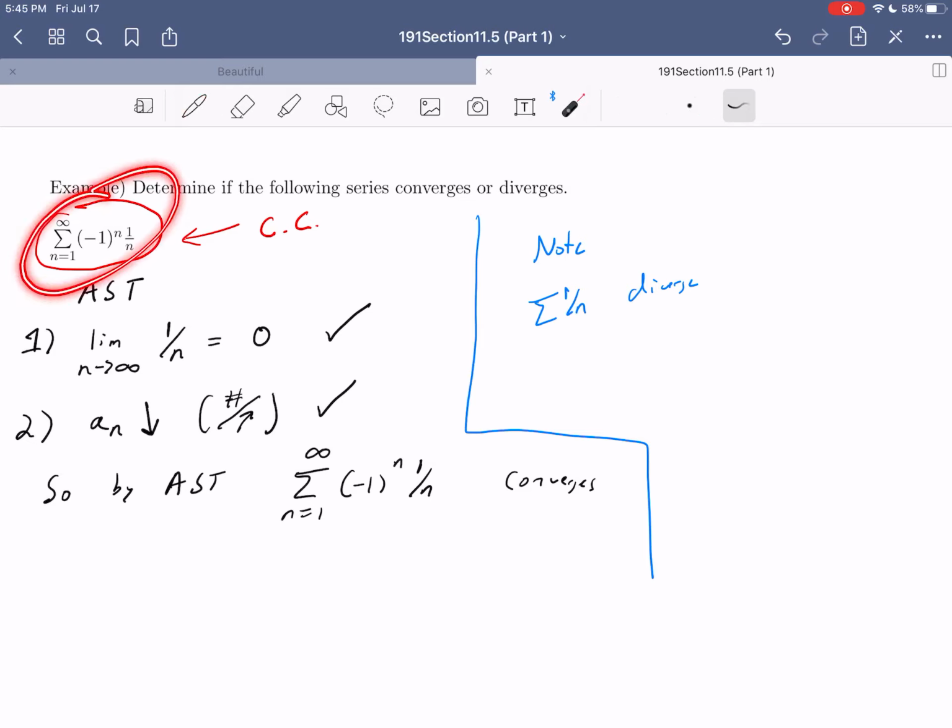The reason that this is called conditionally convergent is that this series does converge. But if you were to put it in absolute value, aka if you were to remove that minus 1 to the n, then it would diverge. So it is a convergent series, but it's conditionally convergent since it's depending on that minus 1 to the n to actually get it to converge.